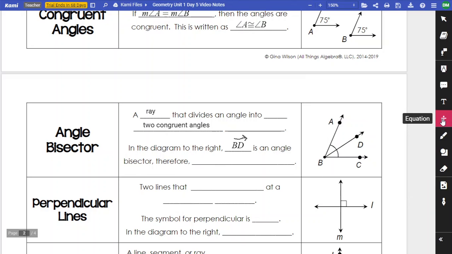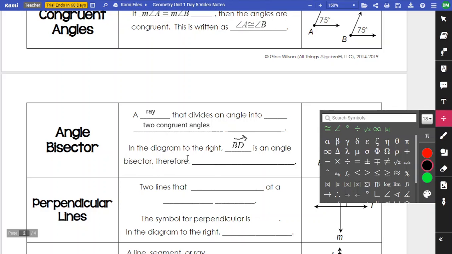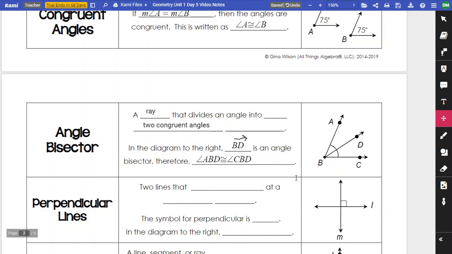So we can say that angle ABD is congruent to angle CBD. So B is the vertex, so it's the middle letter in both of these.